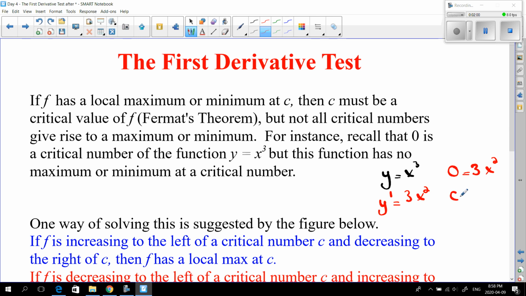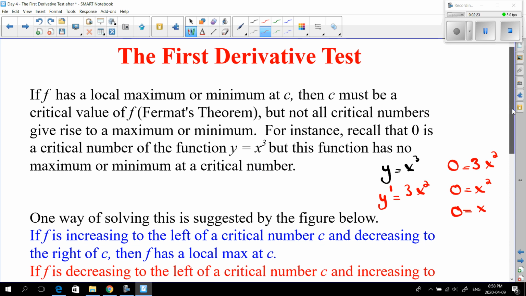Divide both sides by 3. And to solve for x, you'd have to take the square root of both sides. The square root of 0 is just 0. So 0 is a critical value of the function y equals x cubed. But this is not a maximum or a minimum value, and I'll show you why, and I'll come back to this after a few minutes.